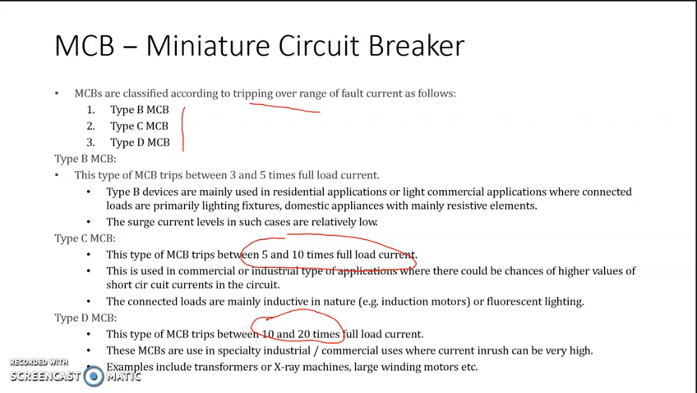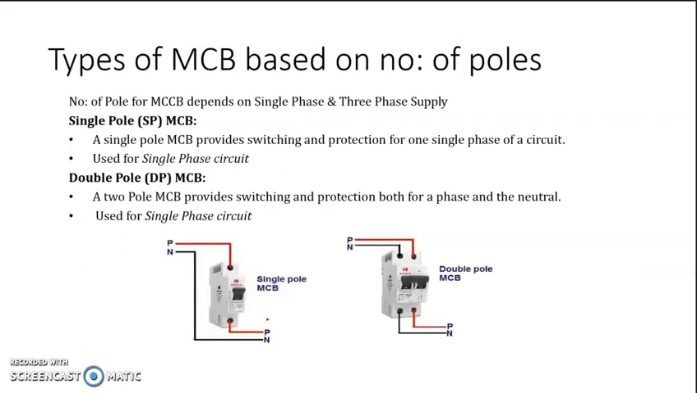And now we will see the different types of MCBs which are used depending upon the number of poles. The first one is a single pole MCB and the other one is a double pole MCB. Single pole MCB means it has only one pole which is seen outside. That means only the phase wire will be going to the MCB and the neutral is wired separately without any circuit breaker.